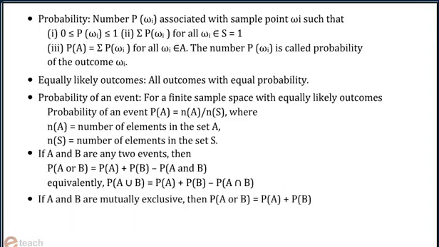If A and B are mutually exclusive, then probability of A or B is equal to probability of A plus probability of B. If A is any event, then probability of not A is equal to 1 minus probability of A.